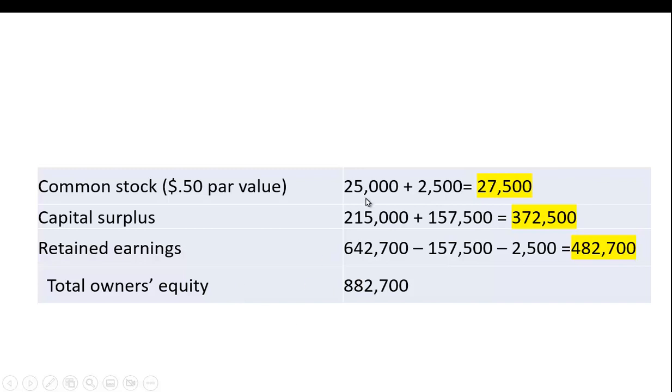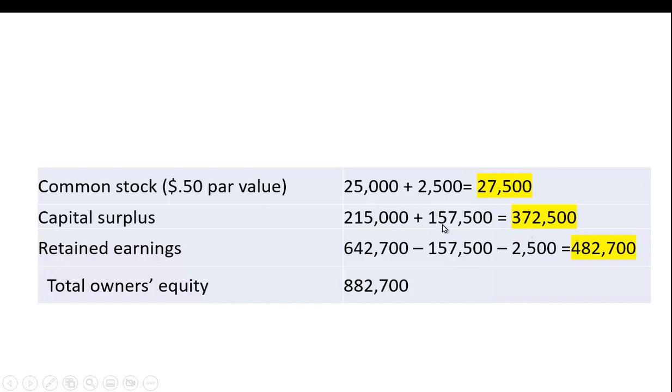So the number of shares changed by 5,000, but the par value is 50 cents. So what happens here? The common stock increases by 2,500 to 27,500. The capital surplus increases by the amount we calculated on the previous slide of 157,500. That's the 5,000 shares times the $31.50. The 32 that it's currently selling for less the par value amount.